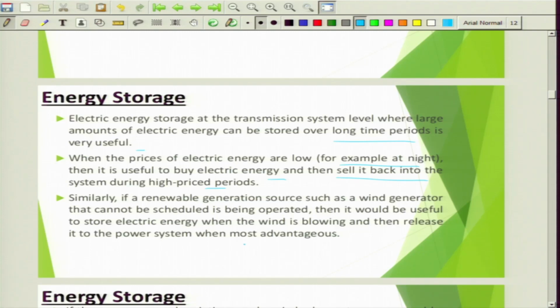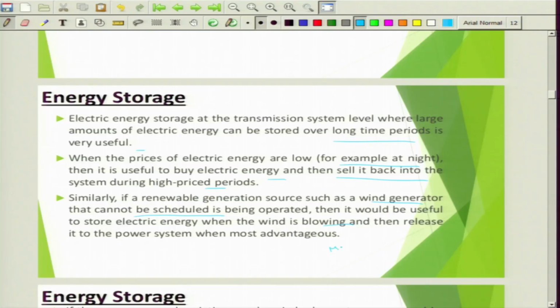Similarly, if a renewable generation source such as a wind generator that cannot be scheduled is being operated, then it would be useful to store electric energy when the wind is blowing and then release it to the power system when most advantageous. What we call a dispatchable source. So we have a wind or a solar power plant, and we do not have control over the amount of wind that is blowing at a specific time or the availability of the solar as well, as we have discussed.